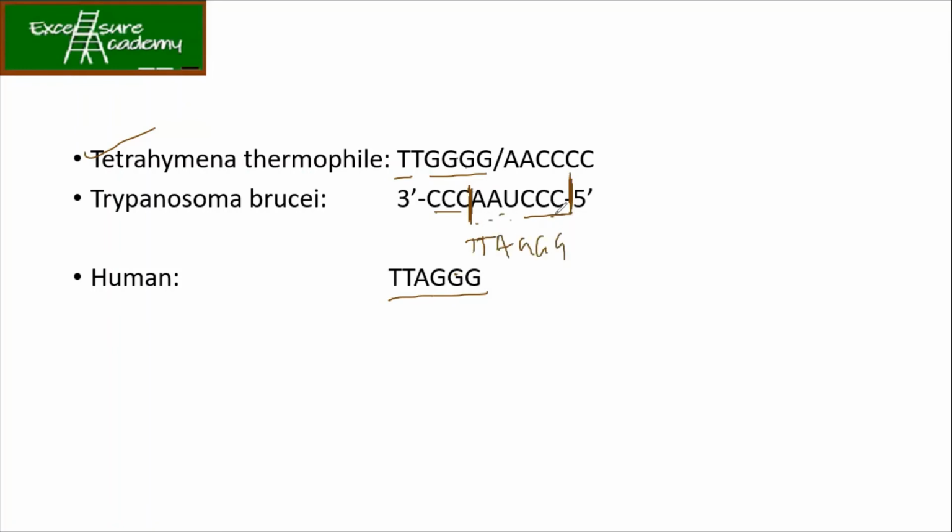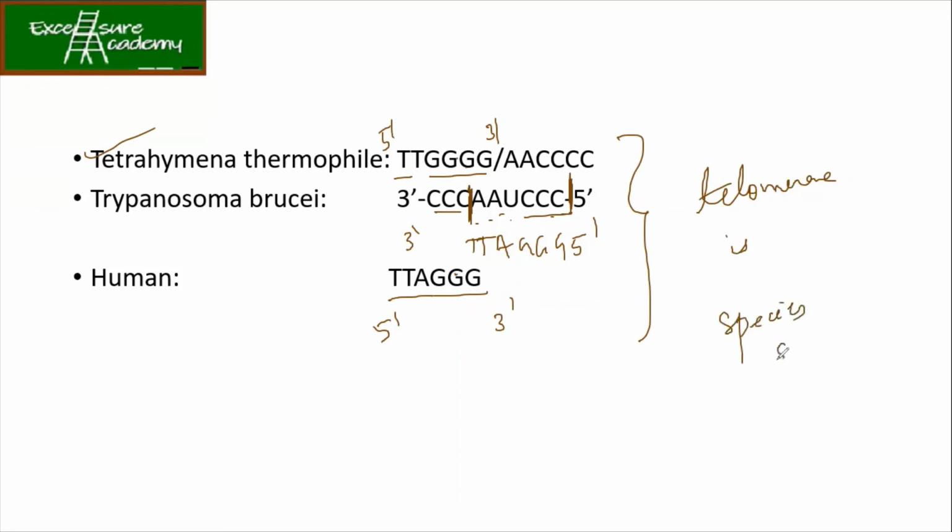If we look, right? But what is this difference? This is 5' 3', but this one is 3' 5', and again this one is 5' 3'. Did you notice the slight difference? Even though the sequence is the same, the direction is different. Now the difference in the direction is making telomerase also different in all the species. So from this, you should understand that the telomerase is species specific. Okay, is this point clear?